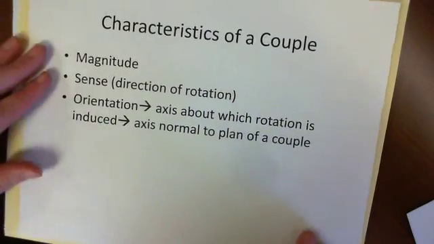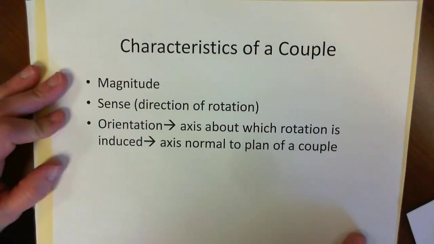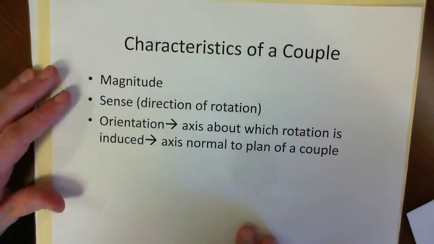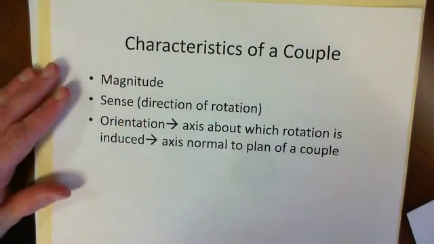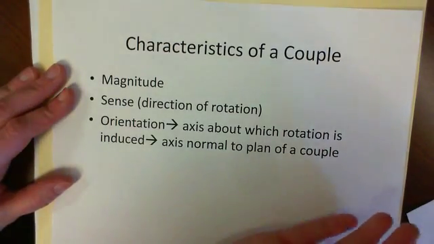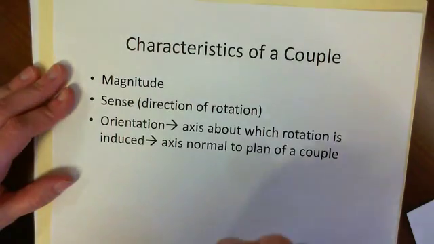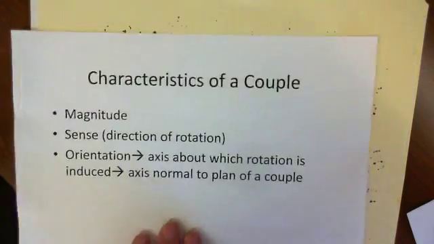What are the characteristics of a couple? Well, just think of them as a moment. They're going to have a magnitude, a direction of rotation, and an orientation. So they're going to rotate about some axis. That axis is going to be normal to the plane of the couple. So you're going to have the right-hand rule. You're going to have your R cross F, and it's going to have an axis that comes out, and it's going to be rotating around that axis, just like any other moment. So you can think of them that way.